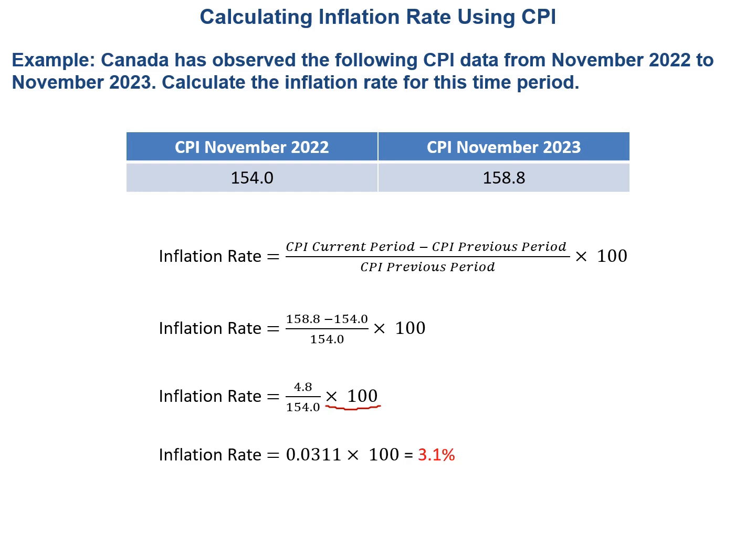And when you do that, you should get 3.1%. So you get 0.0311, and then you times that by 100, and then you get the 3.1% inflation rate. So the inflation rate in this 1 year span between November 2022 and November 2023 was 3.1%.